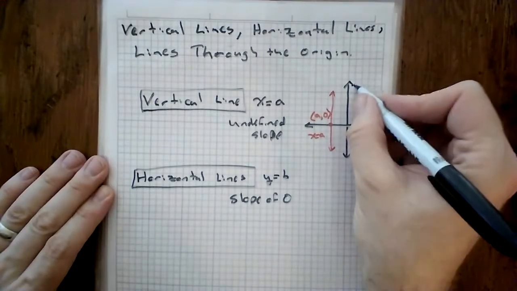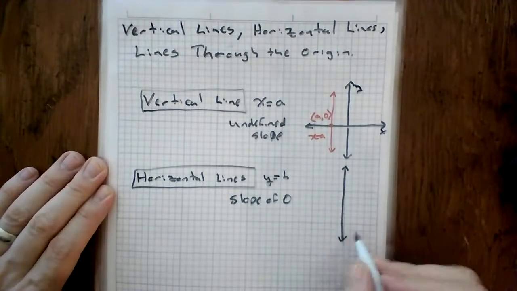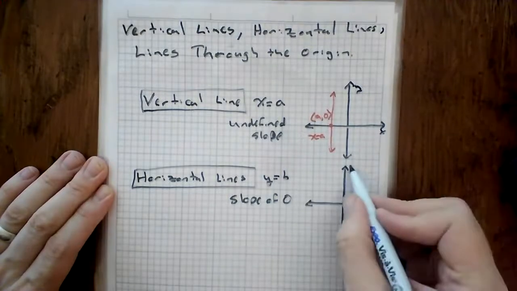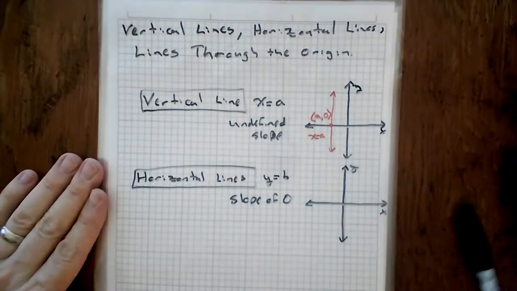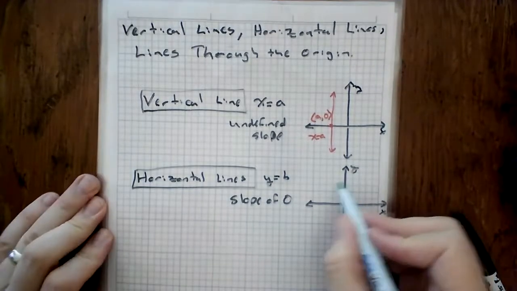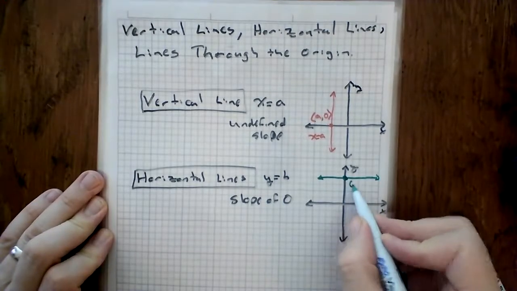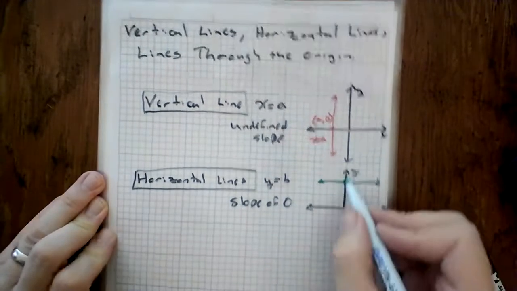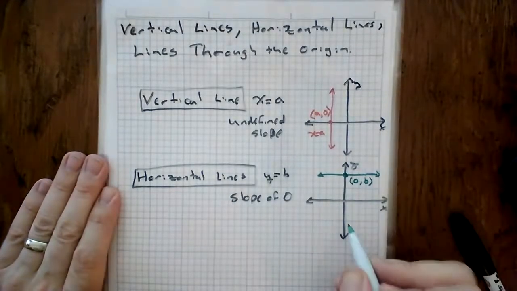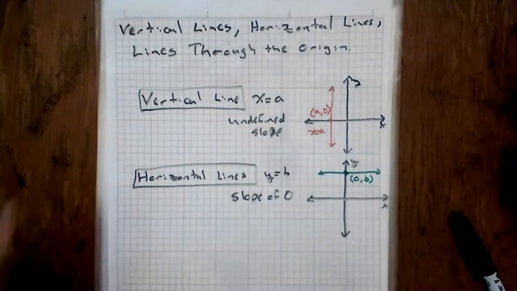Oops, forgot to label my axes over here. When I'm graphing this, my graph will have just a single horizontal line, and it'll intersect the y-axis at some point here. x can be whatever it wants, but at every single point on the y-axis, x is equal to 0, so it's (0, b). That's going to be the y-intercept. It won't have an x-intercept.